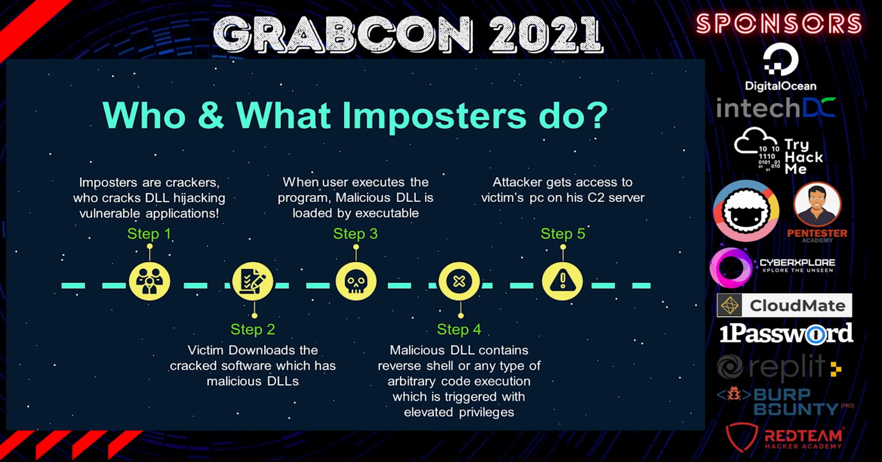Basically what happens in step one is that these crackers crack the DLL hijacking vulnerable applications. For example, you have a software which requires a license, and that software is vulnerable to DLL hijacking. Now in that case, the attacker will place a malicious DLL which may have a reverse shell connection to a C2 or anything.